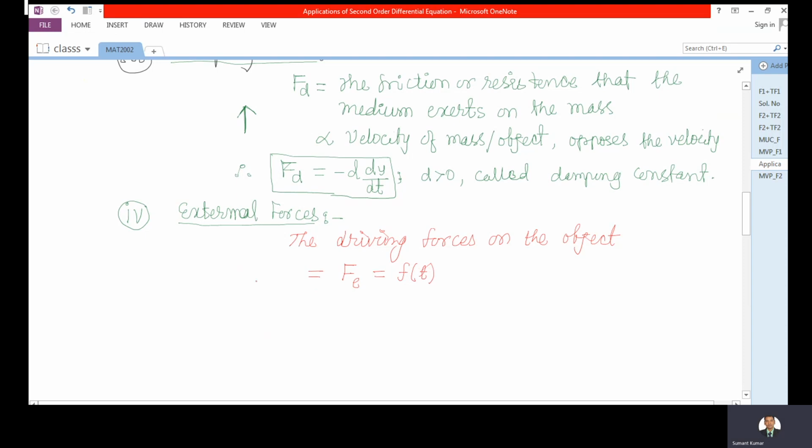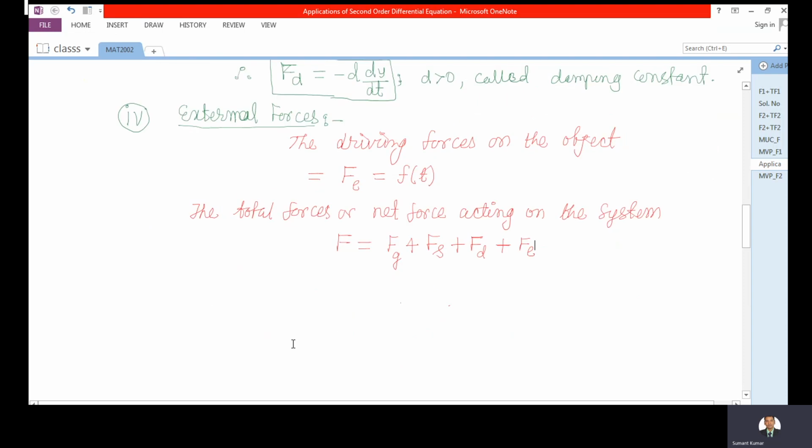So finally what happened? The total force, or you can say the net force, acting on the system is the summation of all these four. So we can say F due to gravity plus F due to spring plus F due to the damping force, that means the medium, and the external force.